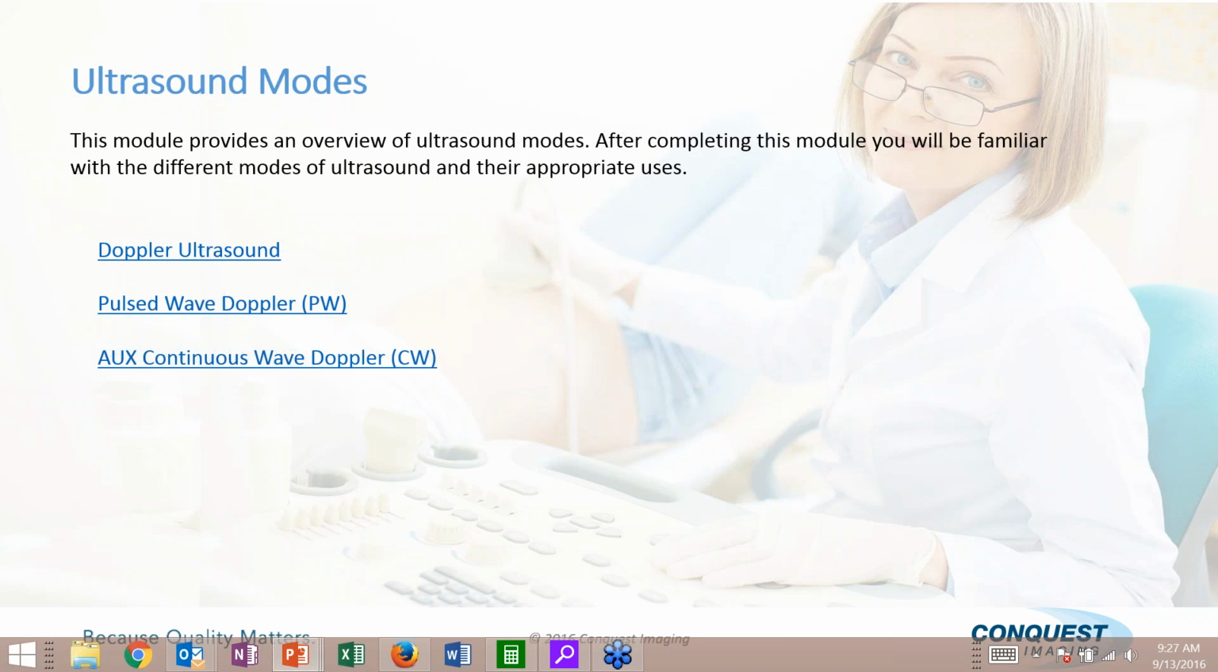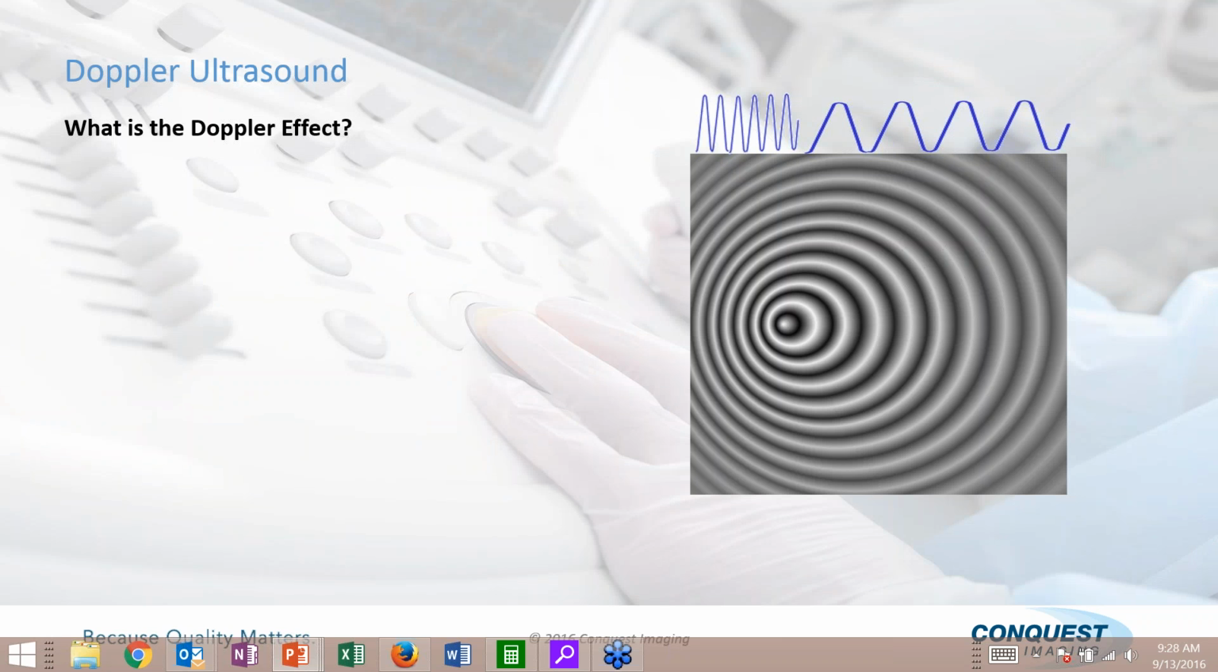Now we're going to talk about different ultrasound modes. Contemporary ultrasound systems have a variety of different modes where they use ultrasound for different diagnostic purposes. The first thing we're going to talk about is Doppler. Doppler is utilized in various ways on contemporary ultrasound systems. A great analogy is a police officer with a radar gun. Police officers utilize radar guns to determine how fast a car is going.